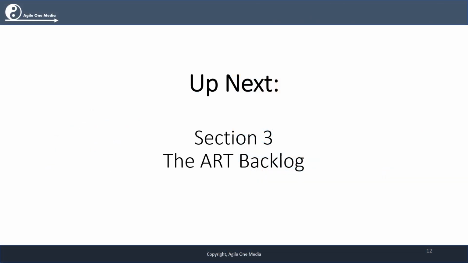That concludes our lesson on setting up an Agile Release Train. In the next section, we'll be looking at the ART backlog and what goes into creating one and getting it ready for PI planning.